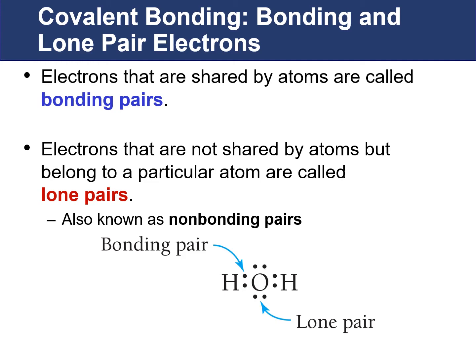Covalent bonding occurs when two or more electrons are shared between two atoms. This is as opposed to ionic bonding, in which an electron is transferred from one atom to another. The electrons that are shared by atoms are called bonding pairs. The electrons that are not shared by atoms but belong to a particular atom are called lone pairs. So looking down below, we can see the shared electrons are written between two atoms. These are the bonding pairs. The lone pairs will be written in such a way that they are not between two atoms.